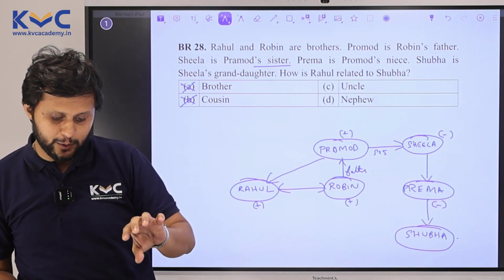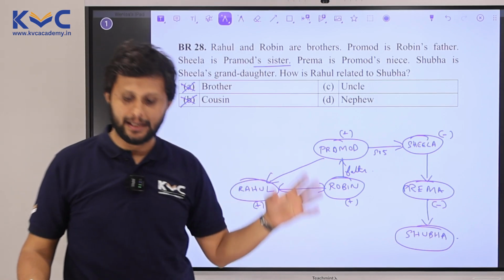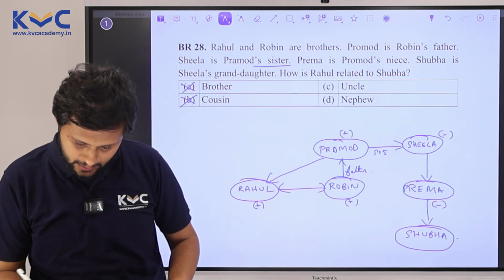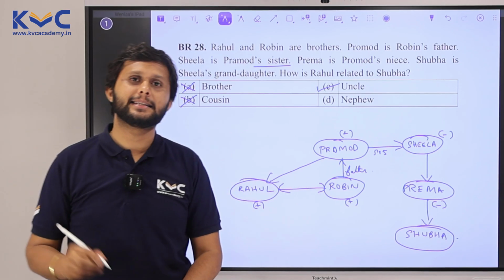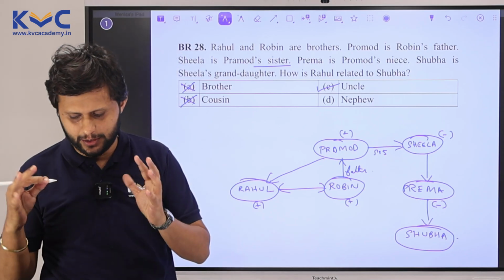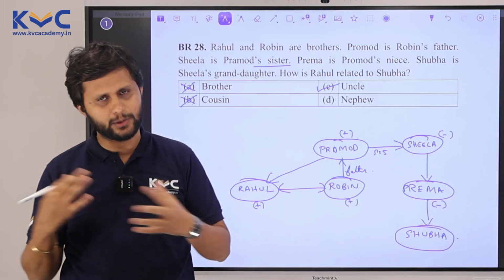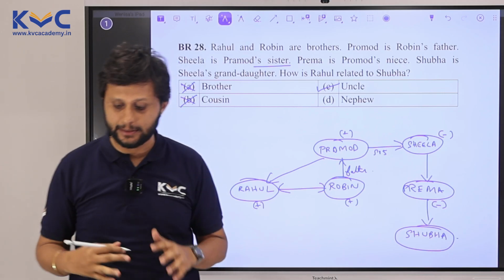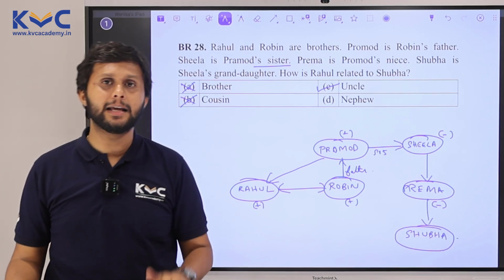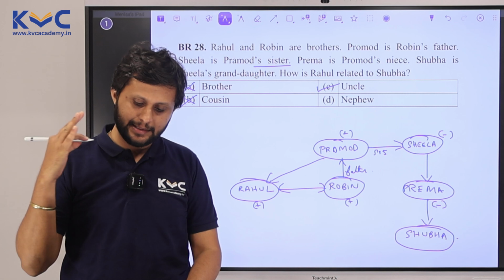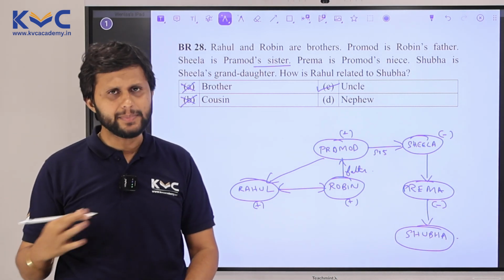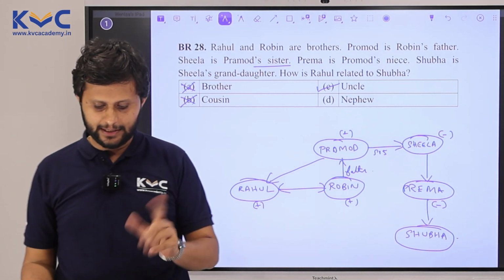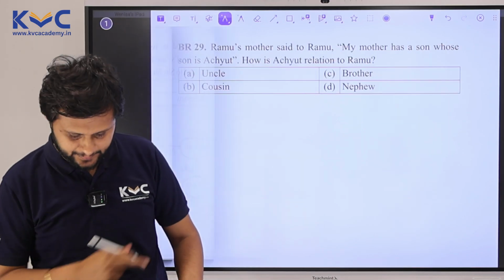Okay, Shubha's point of view, who is related? Rahul is related, so we will go with option C, uncle. Actually, if you see, it is not directly an uncle, it is through cousins, but it's okay, we still say uncle only. We have to see which relation it is. From Shubha's side, Rahul is her uncle, correct. Okay, that's 28.